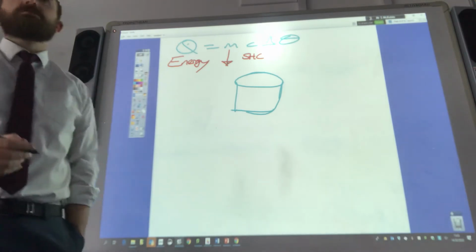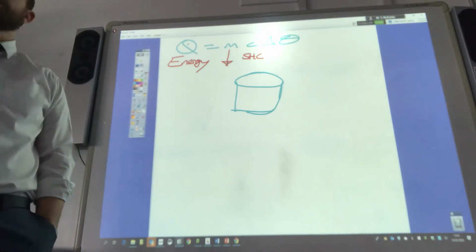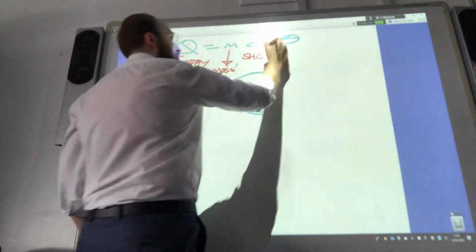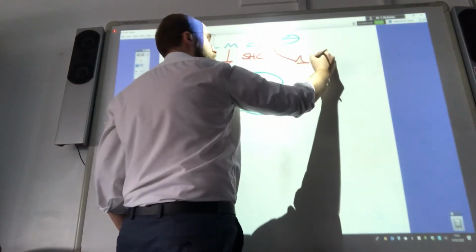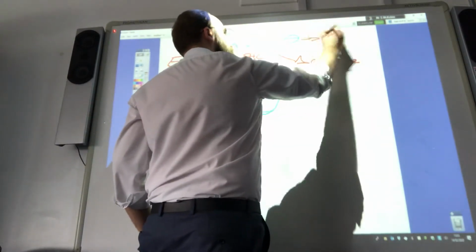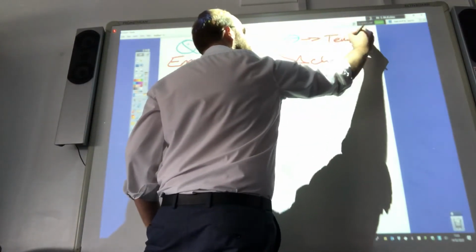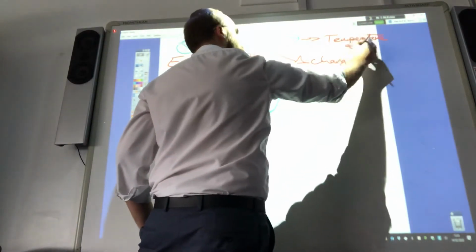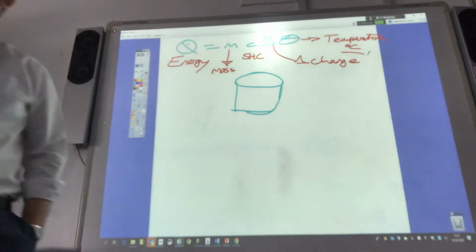F equals M times A, GP equals mg delta H. M stands for? Mass, lovely. And delta theta, anyone tell me what delta stands for first off? Change. Thank you. And what does theta stand for? Temperature, lovely. Measured in what? Kelvin or degrees Celsius? No, it doesn't matter either one, just temperature.